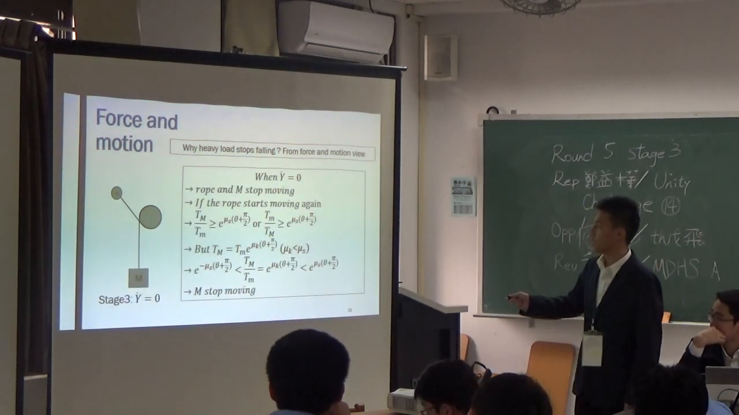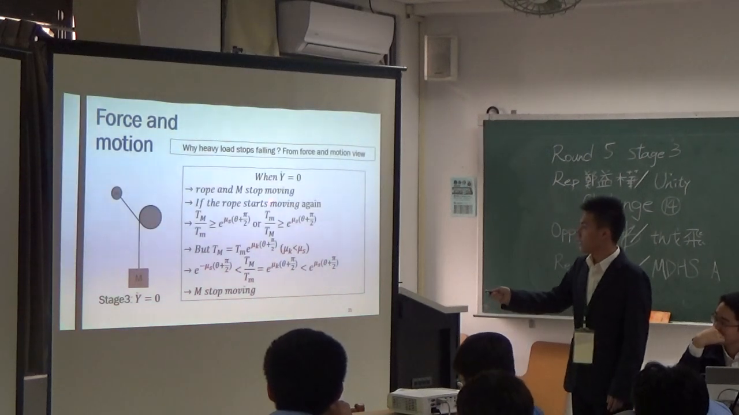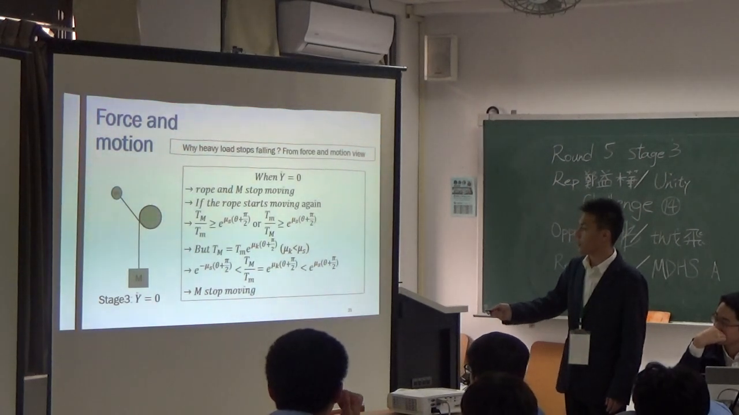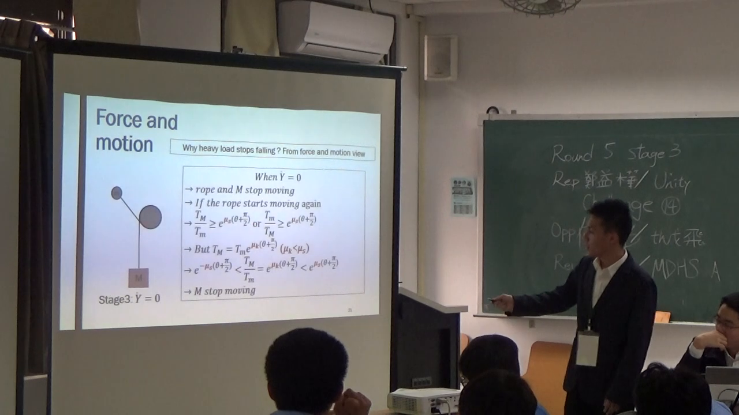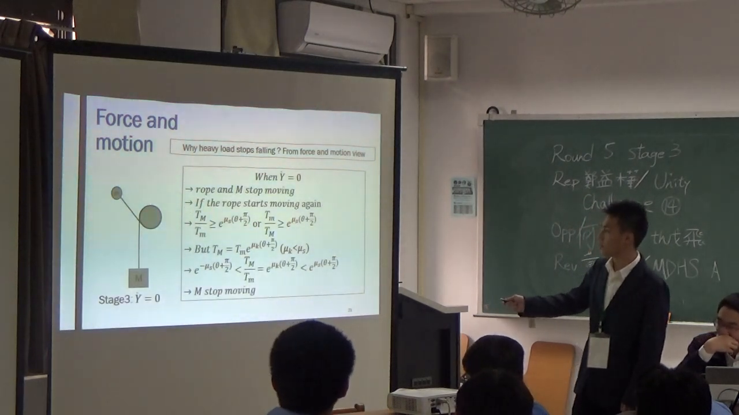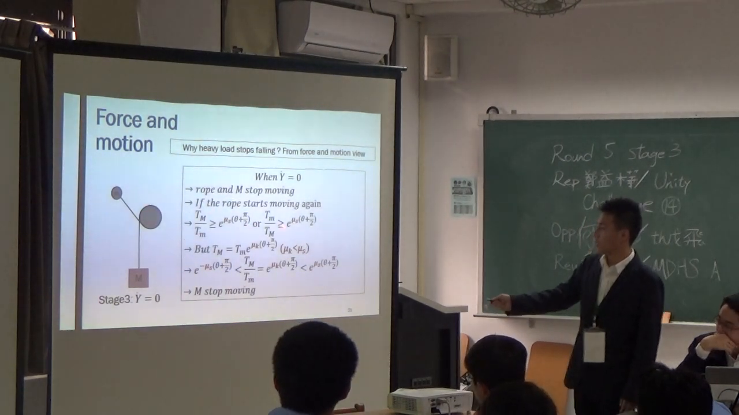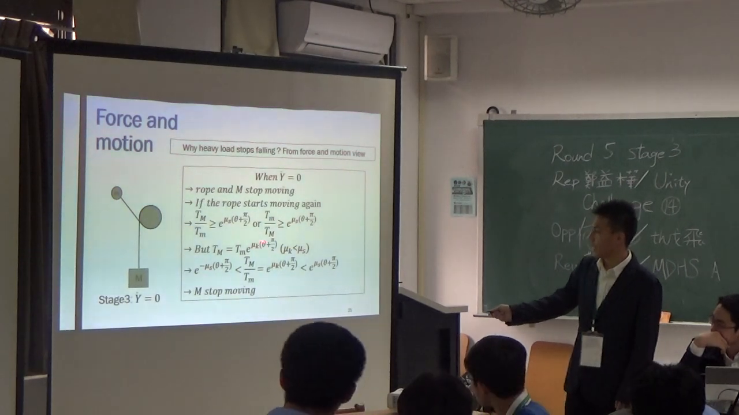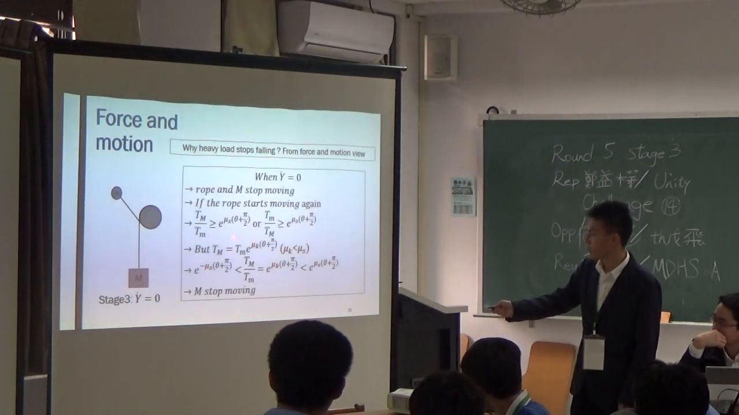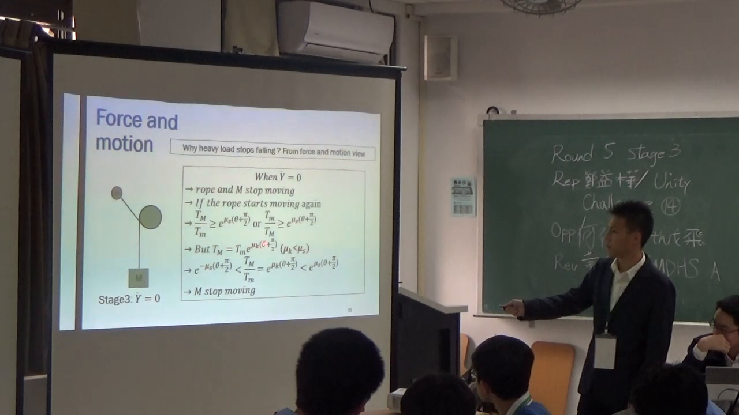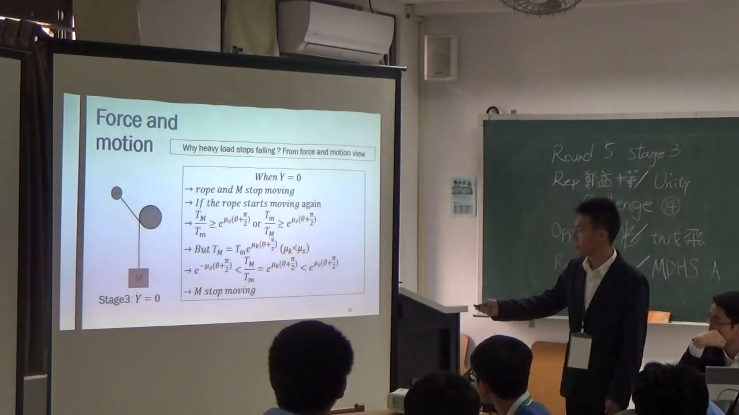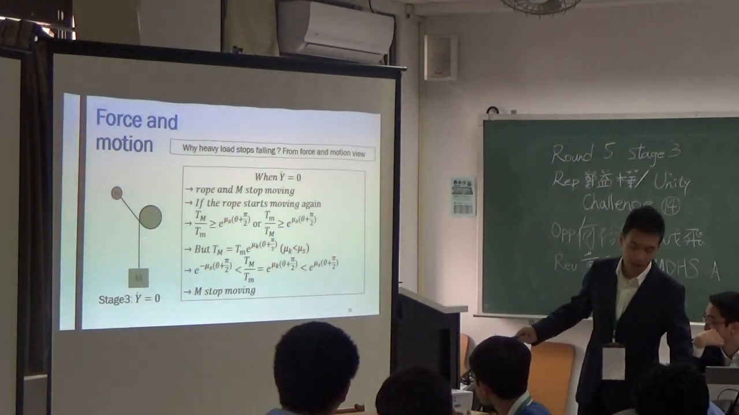And at stage three, when the heavy block stops falling, if the heavy block wants to move again, the ratio between the two tensions has to satisfy this condition. But at the very last moment, the ratio between the tensions is equal to e to the power of mu k multiplied by (theta plus pi over 2). So the heavy block starts falling again.